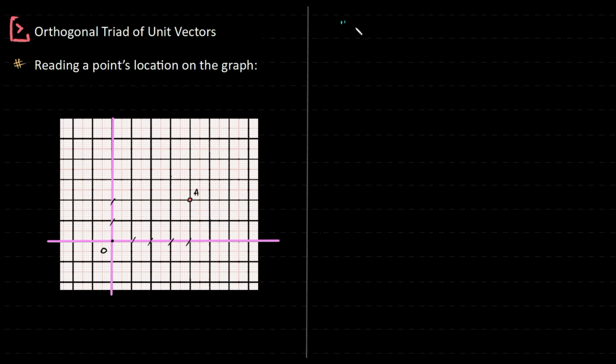So we can tell it has 4 units to the right and 2 units up, or of course 4, 2. Now the same information we can represent using unit vectors.